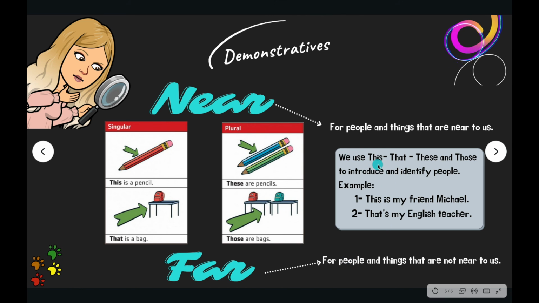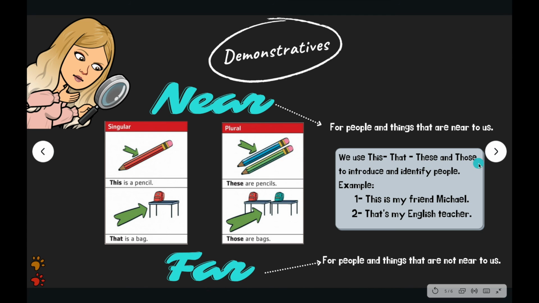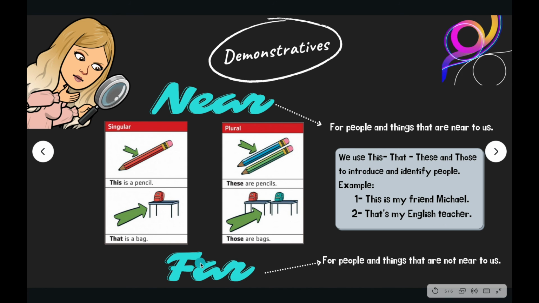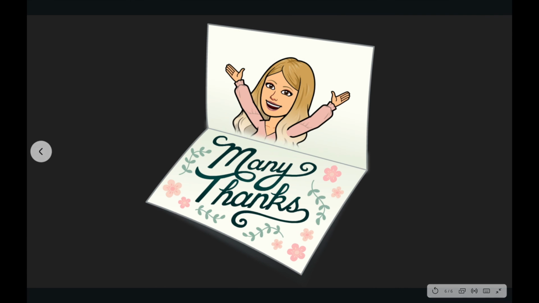We use the words this, that, these, and those to introduce and identify people. Like for example, this is my friend, Michael, or that is my English teacher, okay? Remember, near, cerca, far, lejos. Singular, only one, plural, more than one. Okay, boys and girls, I think that we are ready for today. We are ready for this class, so are you ready? Like the title of this unit?